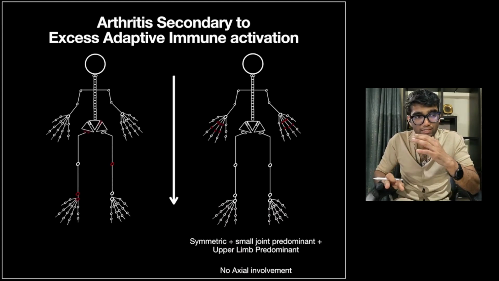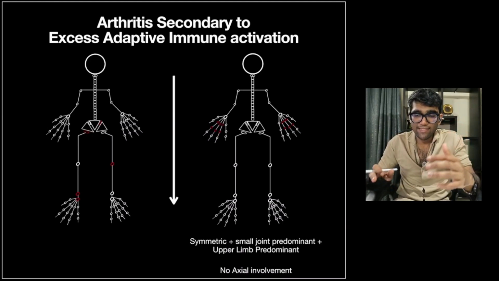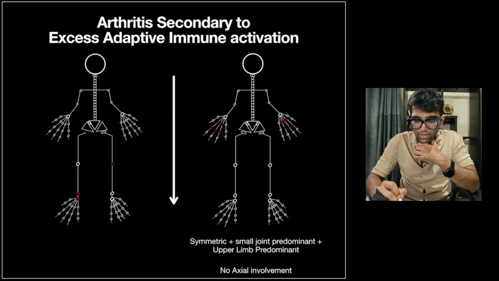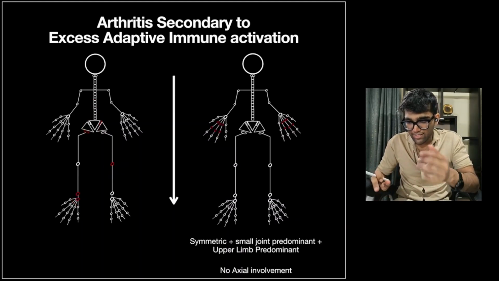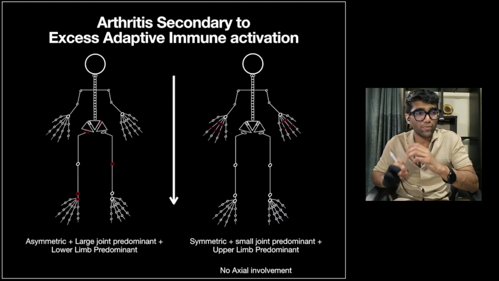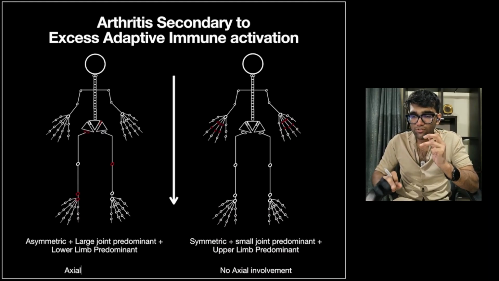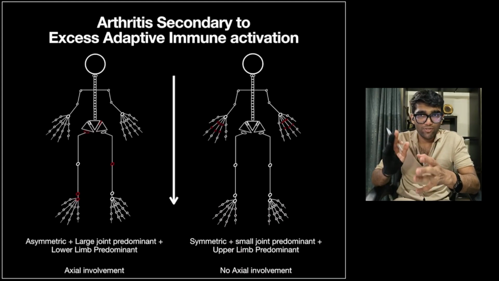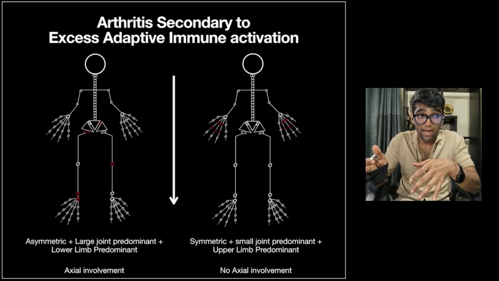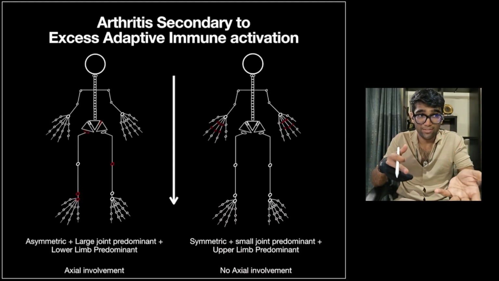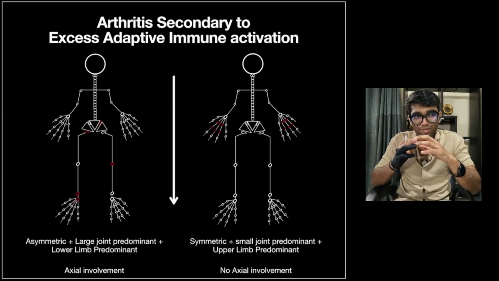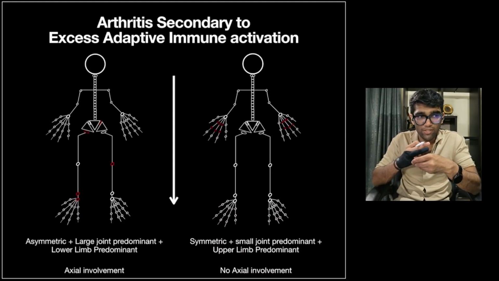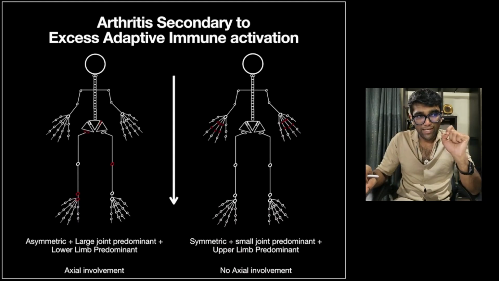Now I want you to contrast this to the pattern that we saw with arthritis secondary to excess innate immune activation. Here you got large joint involvement, and asymmetric involvement that is lower limb predominant, and there is axial involvement. Whereas, as I've just discussed, there is symmetric small joint upper limb predominant involvement without axial symptoms in cases of excess adaptive immune activation. Obviously, since both of these fall under the same bucket, it would make it very difficult to differentiate polyarticular psoriatic arthritis from rheumatoid arthritis. This is to be expected. There are certain ways of doing that, and we'll get to it when we talk about the individual disorders. So let's put a pin in that for now.